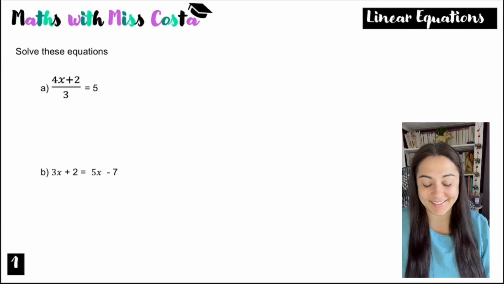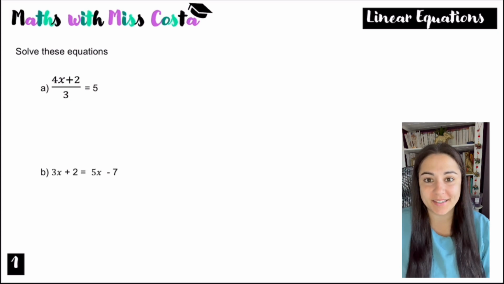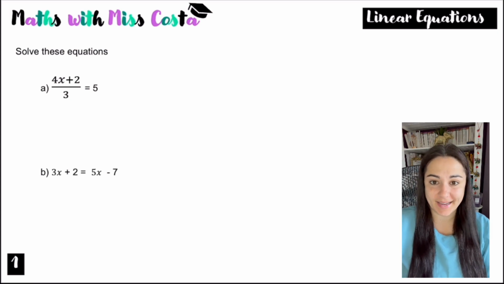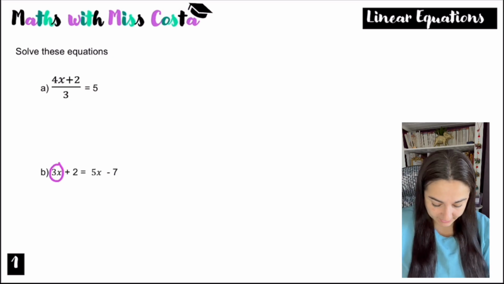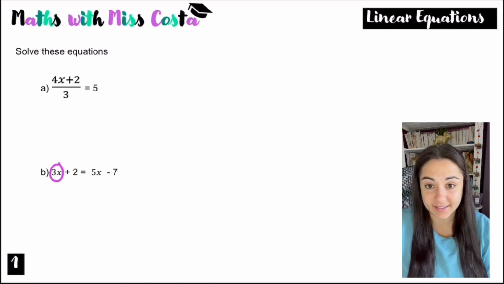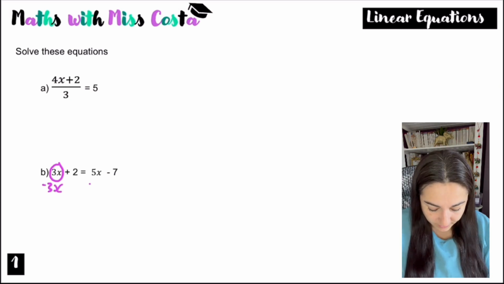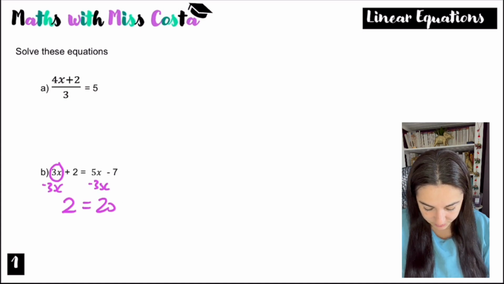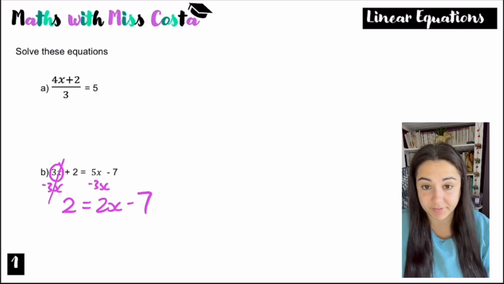So in this next example, we've got x on both sides. Now, when you've got an equation that has x on both sides, the first thing you want to do is find the smallest one. So in this case, 3x is less than 5x, and subtract it from both sides because the equations are balanced scales. So whatever you do to one side, as long as you do it to the other, they're going to remain balanced. So if I subtract 3x from both sides, I'm left with 2 equals 2x take 7.